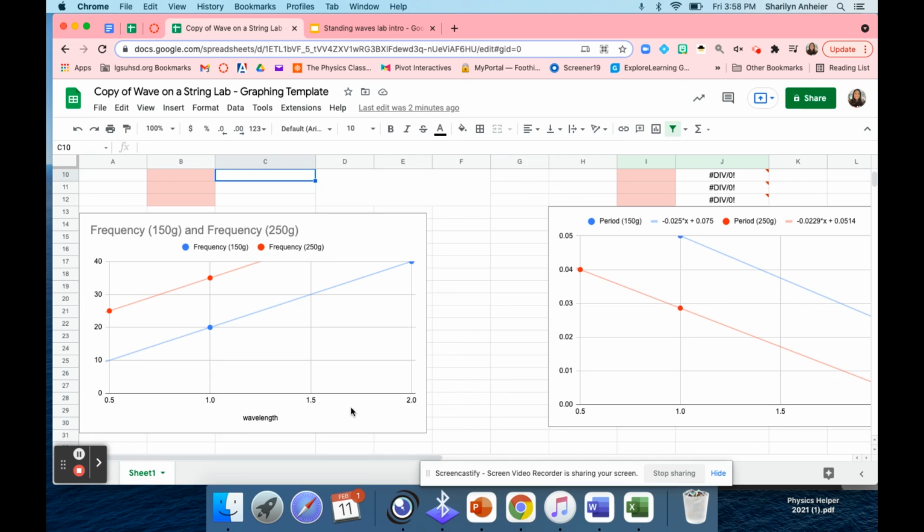All right, good luck. Use this information to finish off the rest of your worksheet, and you should be good to go.